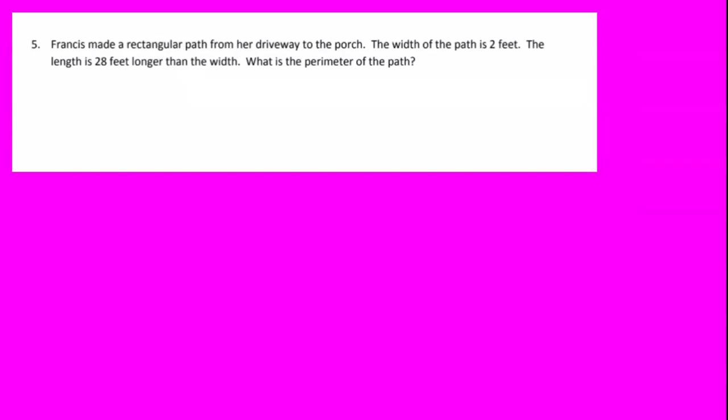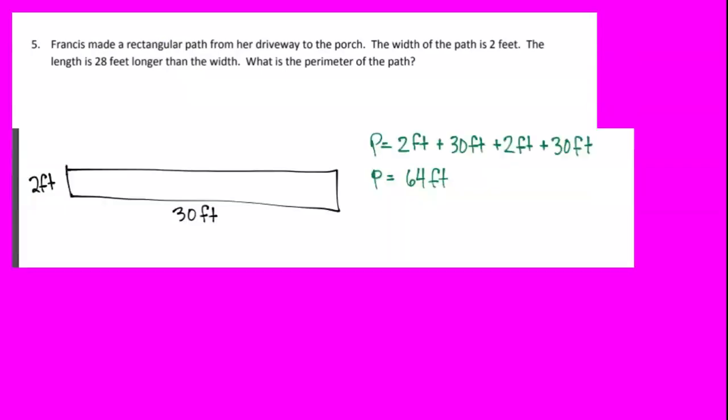This is tricky because the width is 2 feet, the length is 28 feet longer than the width. Okay, 30 feet, because you had to add 28 plus 2 to get your 30 feet. So that might have tricked some of you. And you're going to do 2 feet plus 30 feet plus 2 feet plus 30 feet for a grand total of 64 feet for the perimeter. Make sure you read the questions carefully.